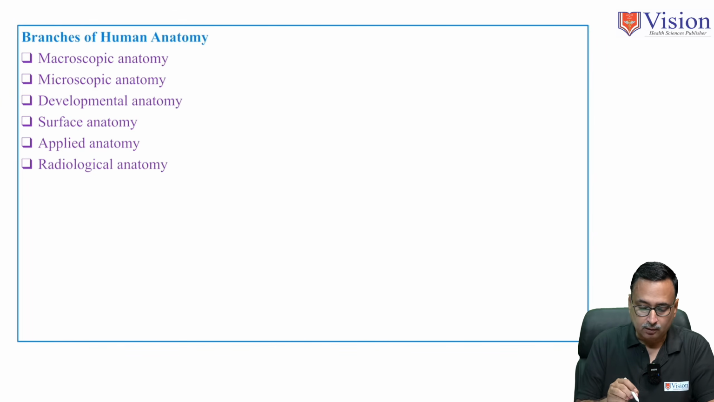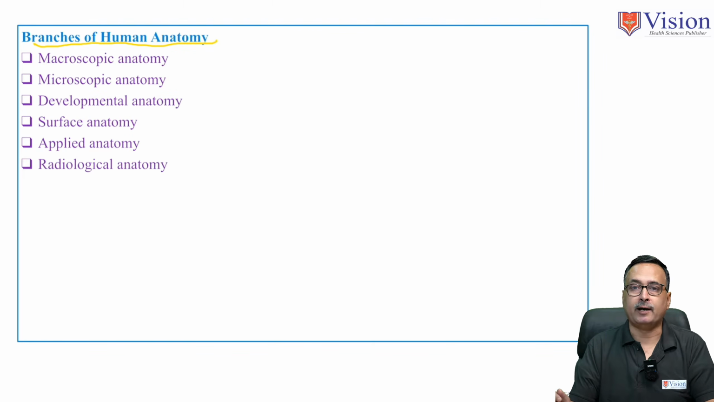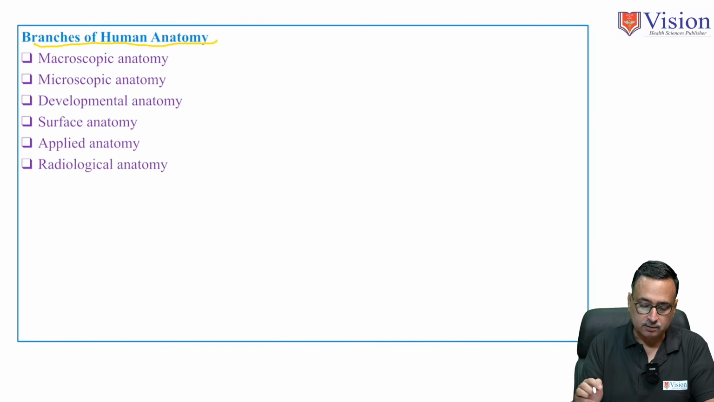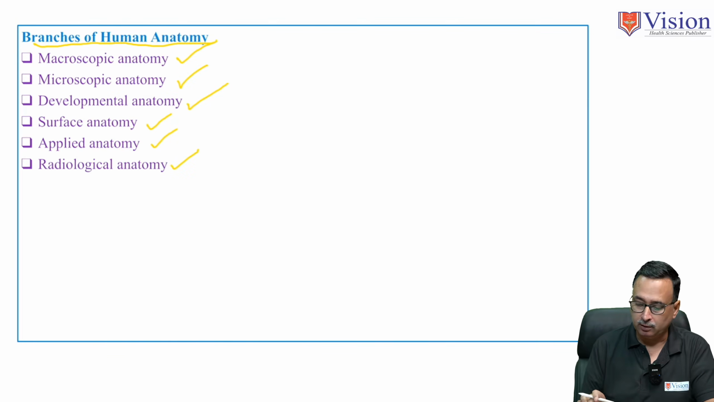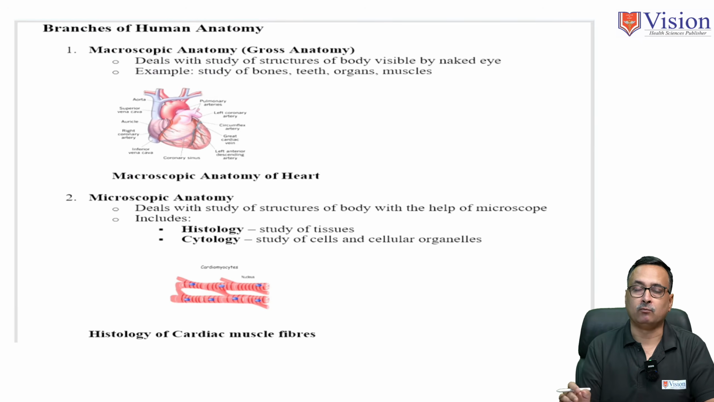Now we study the branches of human anatomy. Anatomy has wide application. As a consequence, human anatomy is further subdivided into various branches. These are macroscopic anatomy and microscopic anatomy. We have developmental anatomy. We study the body parts by surface anatomy. And we have a branch of anatomy applied to clinics. The most developed branch of anatomy is radiological anatomy. Now we shall discuss them in brief one by one.